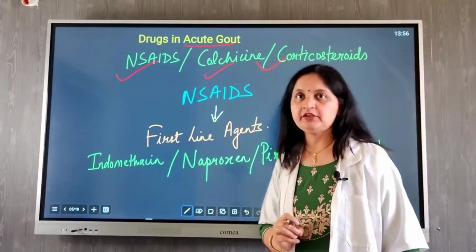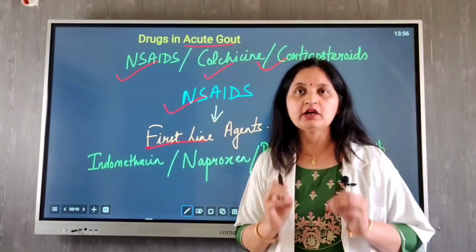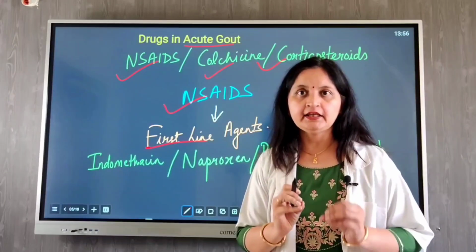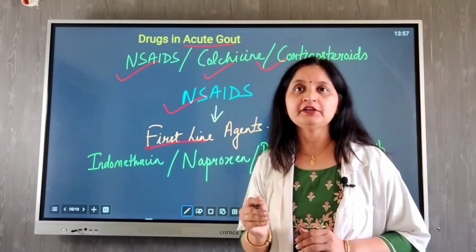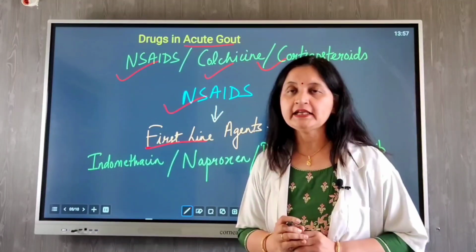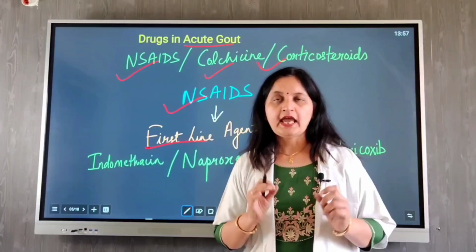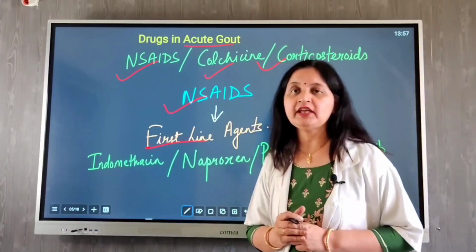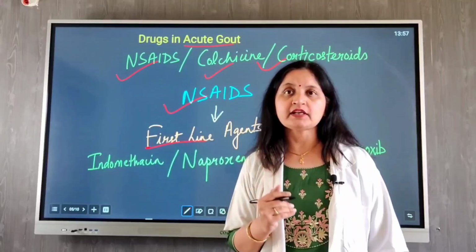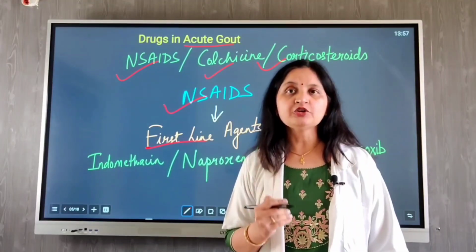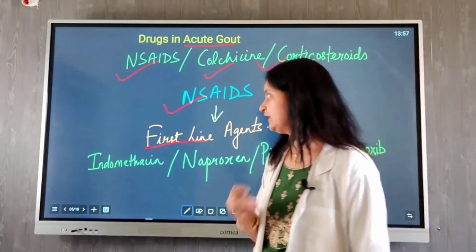Non-steroidal anti-inflammatory drugs, or NSAIDs, are the first-line agents for the management of acute gout. Given early in acute gout, they can produce rapid symptom relief and should be continued until 24 to 48 hours after symptom resolution and then tapered. NSAIDs act as anti-inflammatory agents by inhibiting the cyclooxygenase enzyme, decreasing prostaglandin synthesis and thus reducing the signs and symptoms of inflammation: pain, swelling and redness.